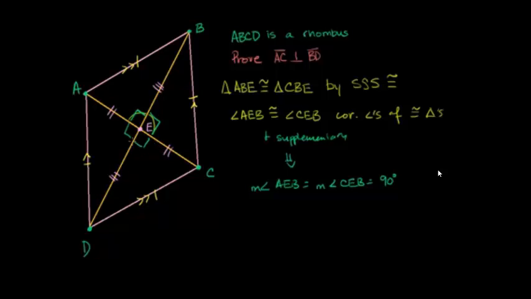So we've just proved, and this is interesting: in a parallelogram, the diagonals bisect each other. For a rhombus, where all the sides are equal, we've shown that not only do they bisect each other, but they're perpendicular bisectors of each other.